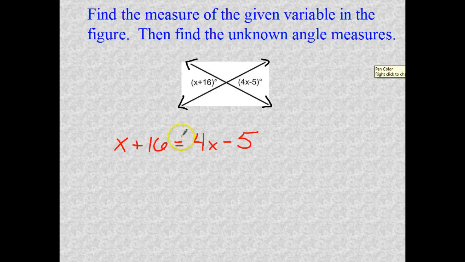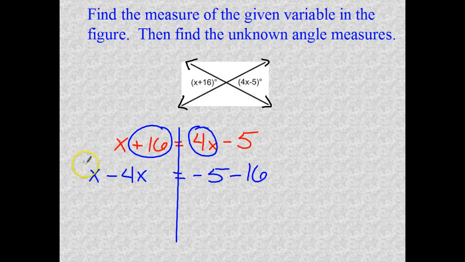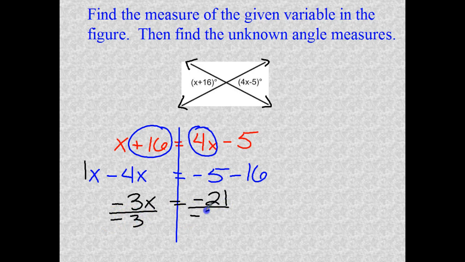And I taught you very quickly, if we have a wall here, all you need to do is take your x's to one side. If you bring one over, you got to change its sign. So if we bring this 4x over to the left, it's going to become negative 4x. So we have x and negative 4x on the left. And we have negative 5 on the right, and we're going to bring this 16 to the right and make it negative. Change its sign. All right, so x minus 4x, that's 1x. 1x minus 4x is negative 3x equals negative 21. Divide both sides by negative 3. So x is equal to positive 7.